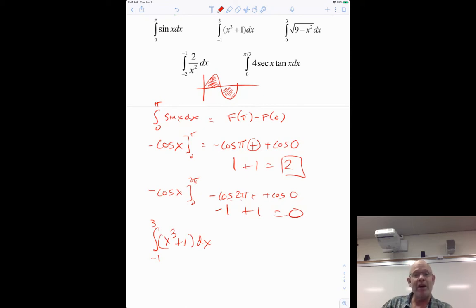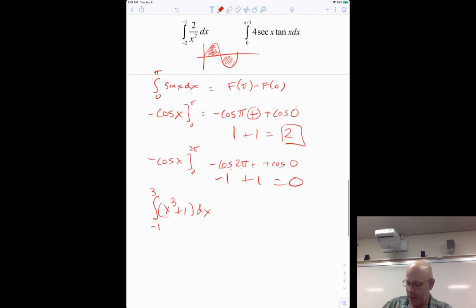So power rules and step one so far. We're going to learn more ways to take antiderivatives ultimately, but right now it's just power rules, some trig ones, inverse trig, exponentials, the ones that we're supposed to know. So this would be a power rule, x to the 4th over 4 plus x from negative 1 to 3.